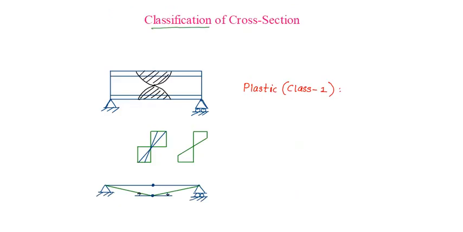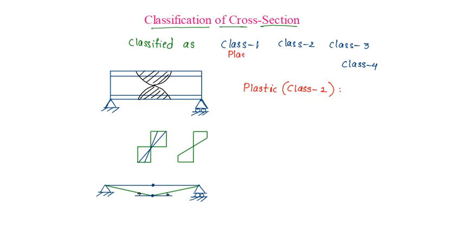Next is the classification of cross section. Sections are generally classified as class 1, class 2, class 3 and class 4. Class 1 are also called plastic sections. Class 2 are also called compact sections. Class 3 are semi-compact sections and class 4 are slender sections.